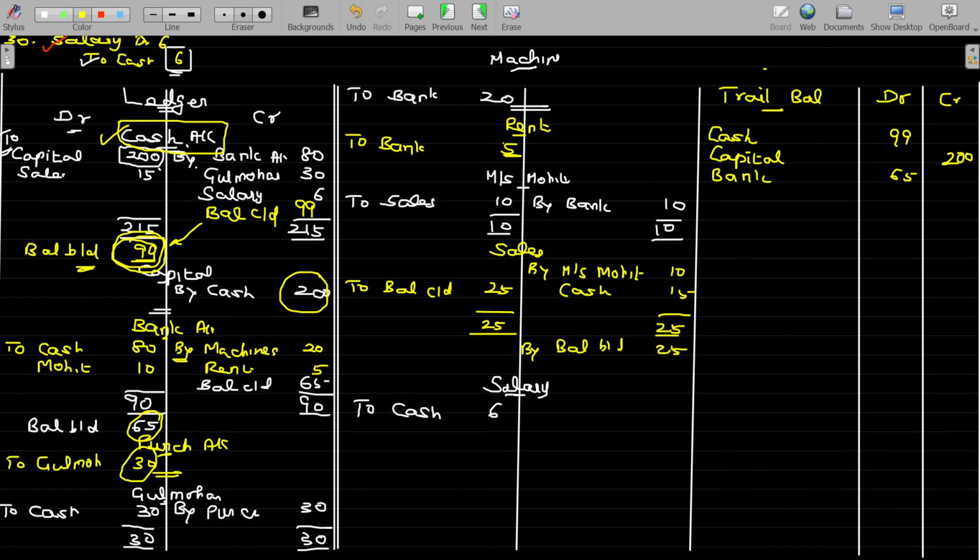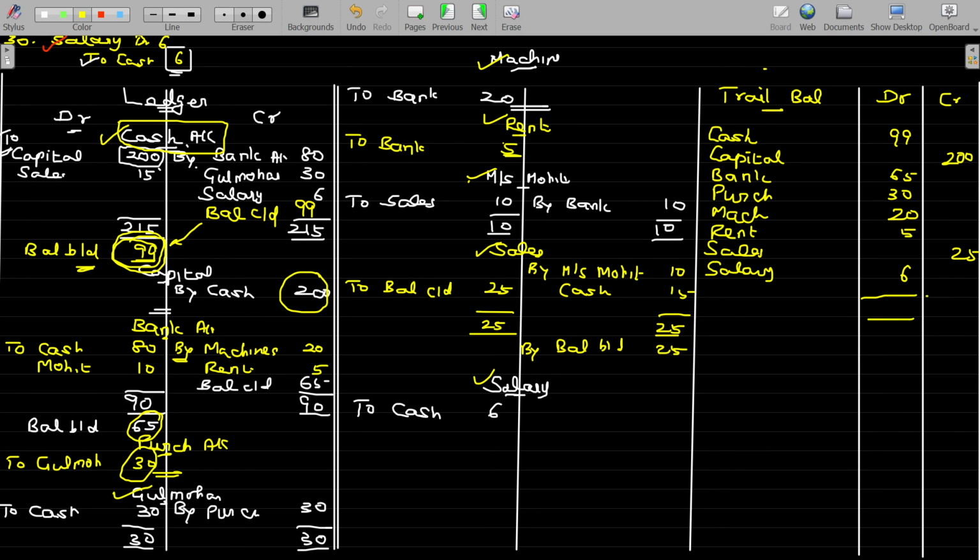And purchases, the value is 30 showing on the debit side, so I put the purchases value on the debit side, 30. And Gulmohar got closed with no balance, so you don't need to worry about that, leave it. Machine, 20 rupees on the debit side, I put the value here. Rent account, 5 rupees, debit side. Mrs. Mohit account got closed, no need to worry about that. Sales, the value being 25 on the credit side. And we have salary on the debit side, value being 6.